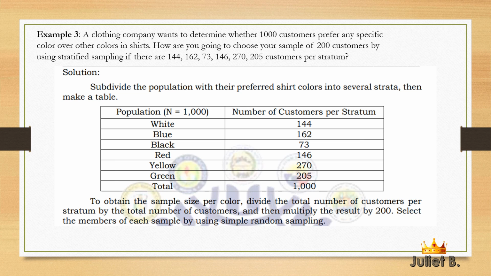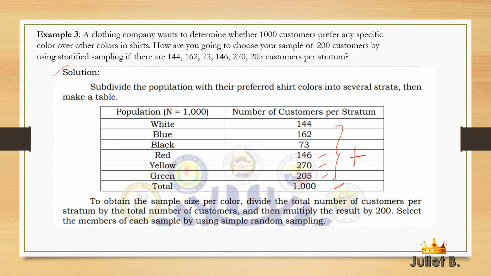Sa ating solution, ang una mong gagawin, subdivide the population with their preferred shirt colors into several strata. So, ayun, dinivide na silang lahat. Yung customer na gusto yung white, 144. Blue, 162. Sa black, 73. Sa red, 146. Yellow, 270. Green, 205. Pag inadd natin to lahat, yan ay 1,000.